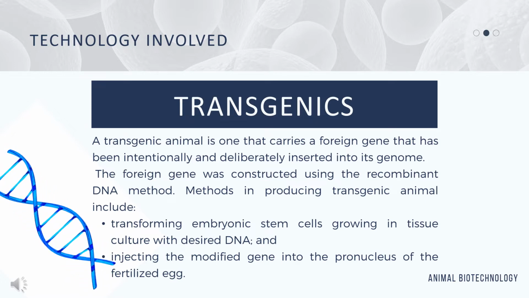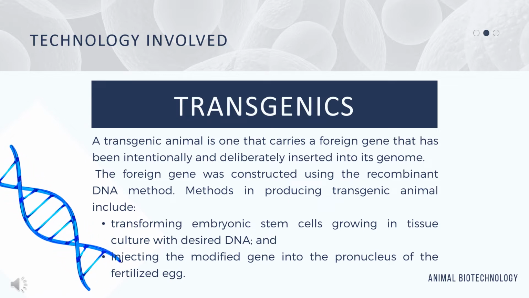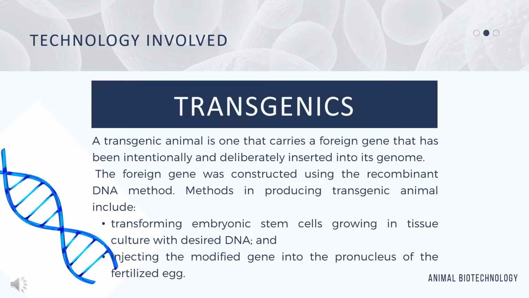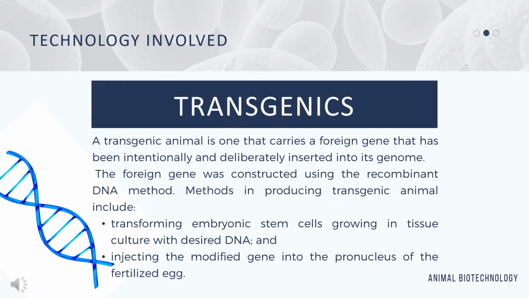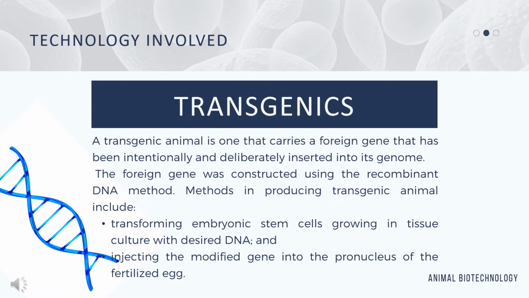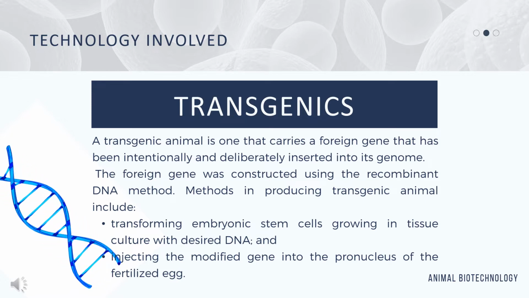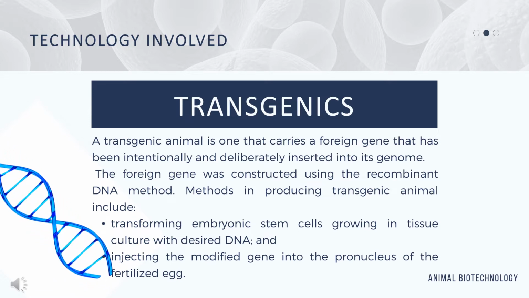The next method is injecting the modified gene into the pronucleus of the fertilized egg. This method involves a direct microinjection of a chosen gene construct. It can be a single gene or a combination of genes from another member of the same species or from a different species into the pronucleus of a fertilized ovum. It is one of the first methods that proved to be effective in mammals.